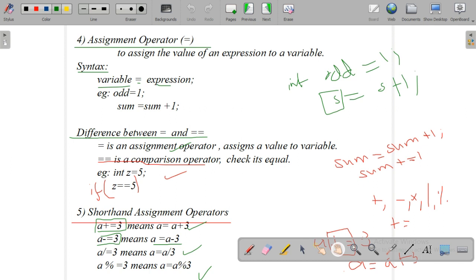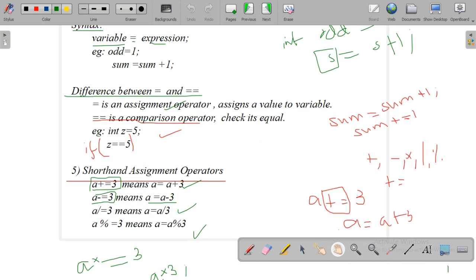Then the fourth one was the assignment operator, not last one, sorry. Fourth one was the assignment operator to assign the value. Then what is the difference between single equal to and double equal to? Then shorthand assignment operator, how we are writing the shorthand assignment operator. These all are very important for the 2-mark sessions.